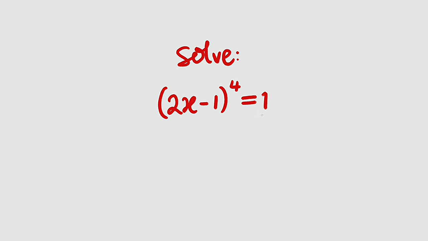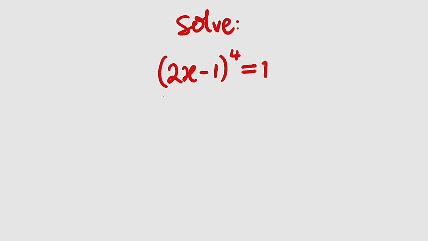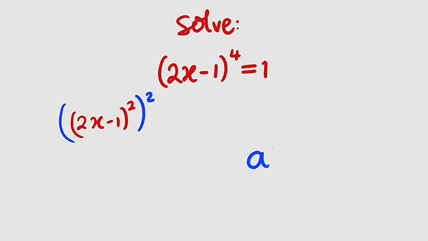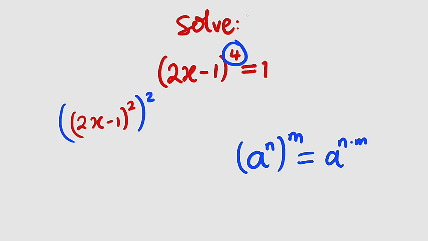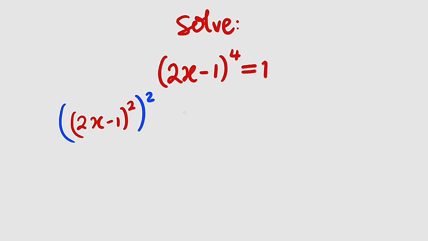But instead, let us take this 1 to the left-hand side. But before then, I can rewrite this as ((2x - 1)^2)^2, because remember, if you have a to the power of n also raised to the power of m, this can be written as a raised to the power of n multiplied by m. If you multiply them together, you're still going to get 4 back. All right, then as 1 crosses to the left hand side, it becomes -1, and this is equal to 0.